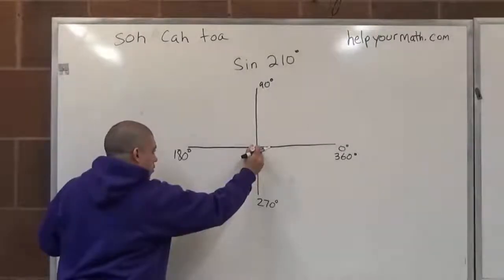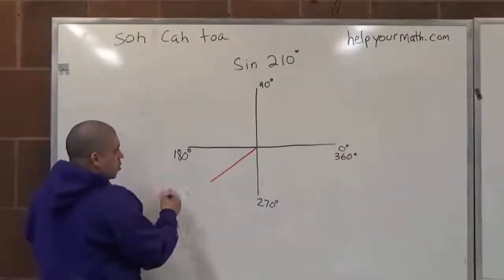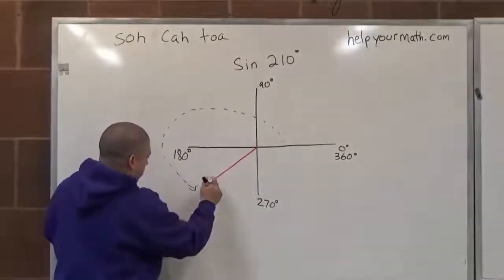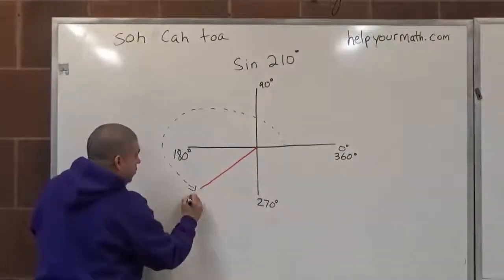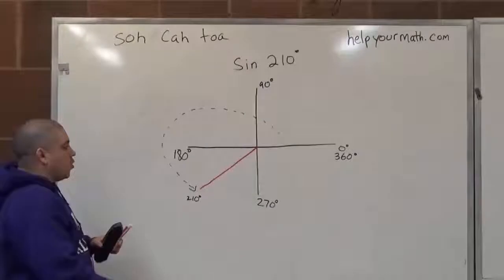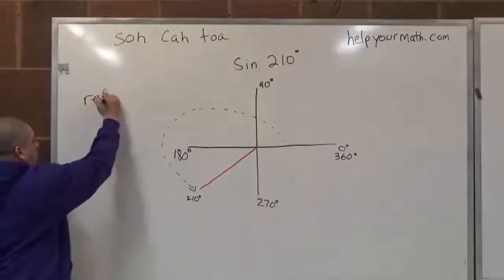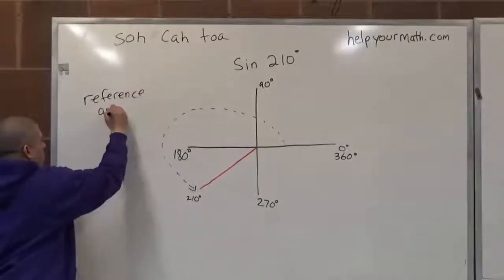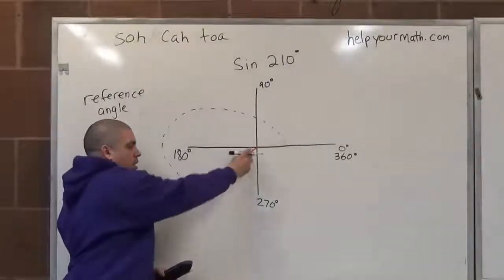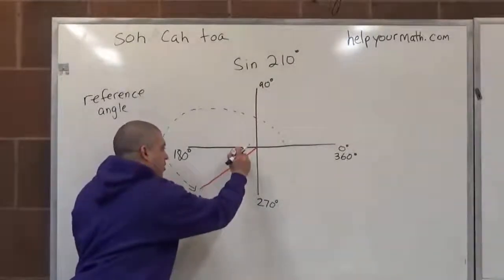So I'm going to draw that right there, and this amount is 210 degrees. Now we're going to deal with this angle here. This angle is known as the reference angle. Let me write that down. It's a key word, reference angle. The reference angle is simply the space between the x-axis and the terminal side of your angle. So from 180 to 210, this is 30 degrees here.